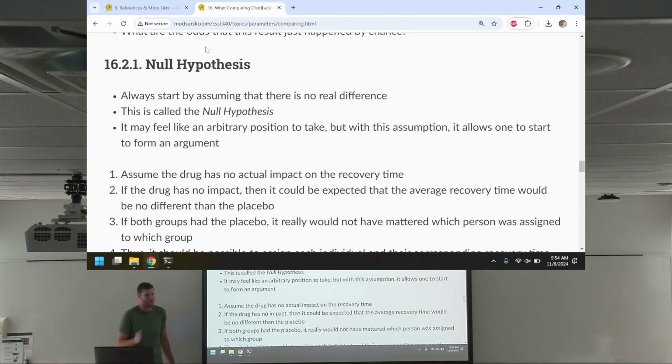Okay? If the drug had no impact, it wouldn't matter if I gave you the drug or the placebo in the final result. It wouldn't matter because, again, this drug had no impact. It had no effect. It's like I'm giving you a placebo either way. It wouldn't matter which one I gave you. So far, so good? I hope so.